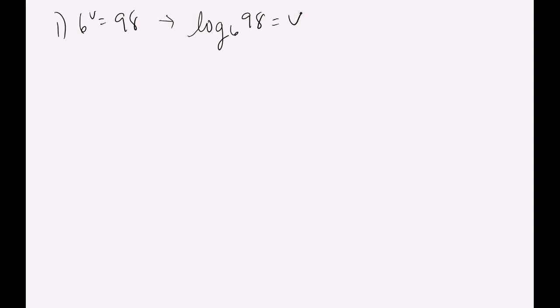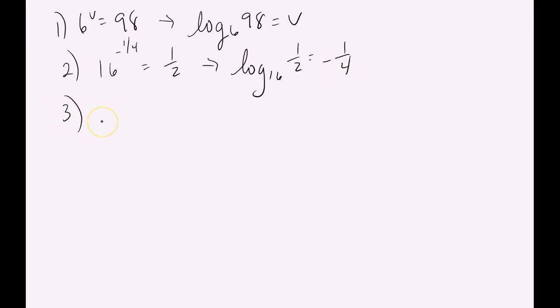Log base 6 of 98 equals v. You did not have to solve that out or calculate it. Number 2, same thing. 16 to the negative 1/4 equals 1/2. So when we rearrange that, it'll be log base 16 of 1/2 equals negative 1/4. So that's all that we're looking for here. Don't pull out a calculator on this.